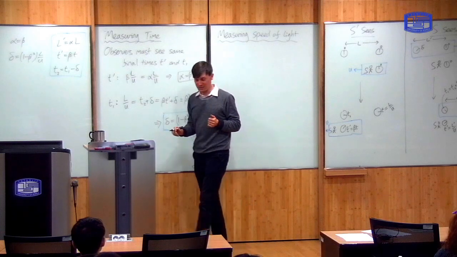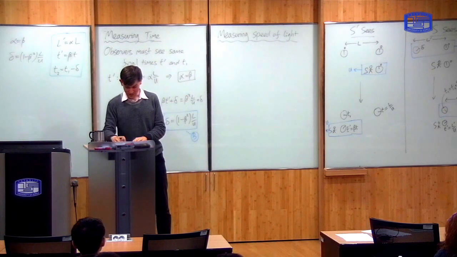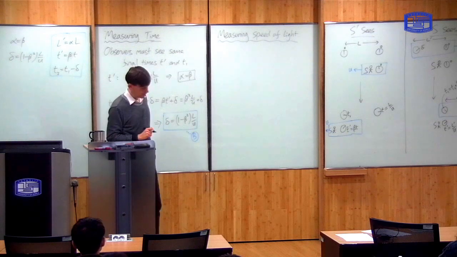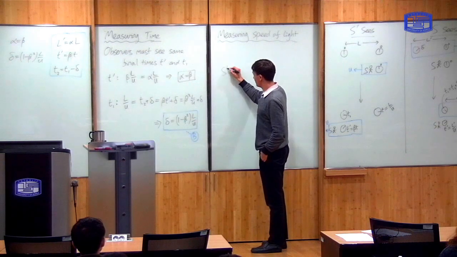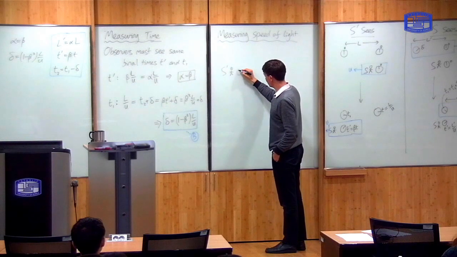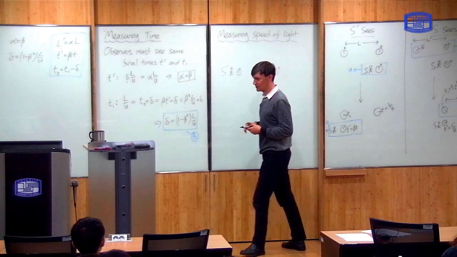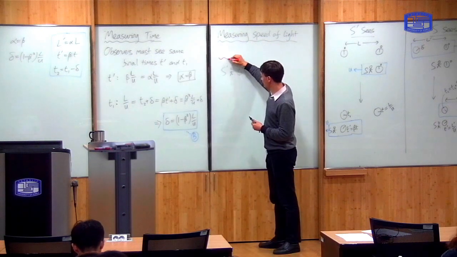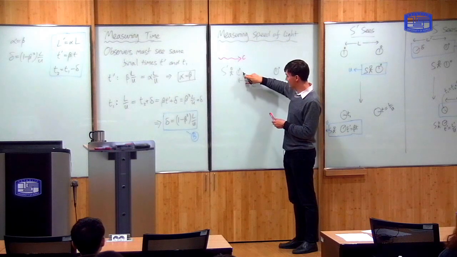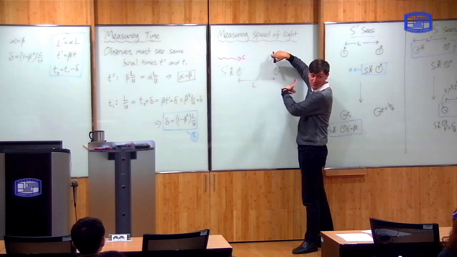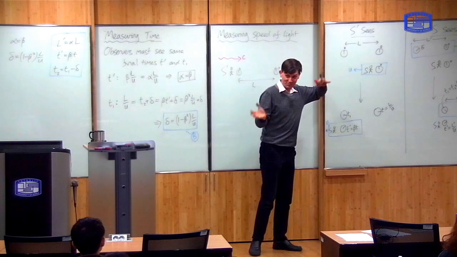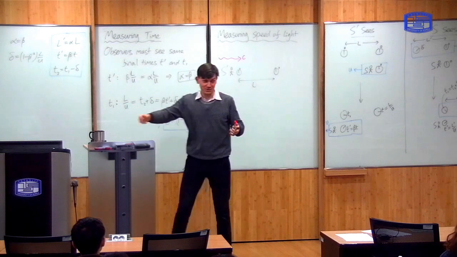I'm going to consider the experiment where the S prime observer measures the speed of light. So the S prime observer is going to be here with his two clocks again, both showing zero. There's a beam of light going past here, which has speed c, and he's going to measure the speed of light by comparing the time at which it passes this clock and then the time at which it passes that clock. And then he'll calculate the speed of light from that. Again, I'll draw the same experiment from both observers' perspectives, and they must agree on the result.